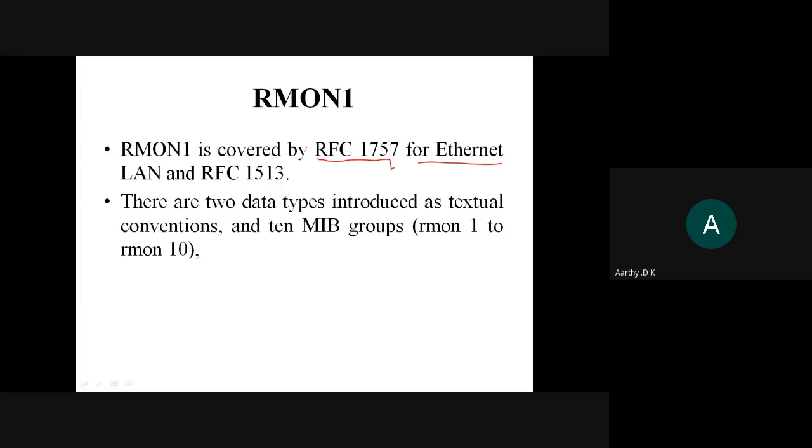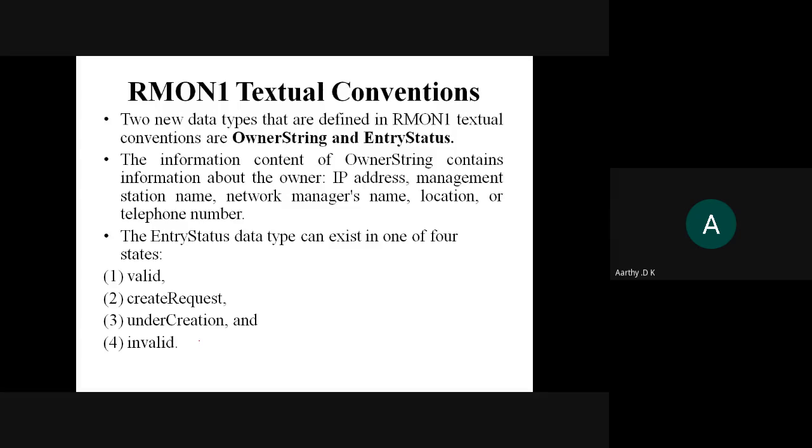In remote monitoring 1, two data types are introduced. One is the owner string, and the second is the entry status. And then you have 10 MIB groups that are introduced in remote monitoring 1. These MIB groups are numbered from 1 to 10, which are the different modules that we have. So the things we have are two new data types and 10 MIB groups.